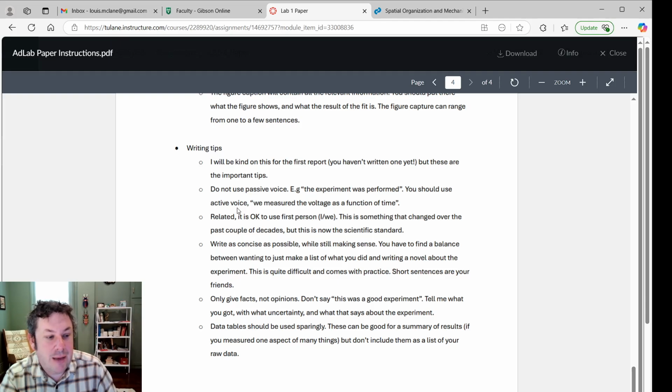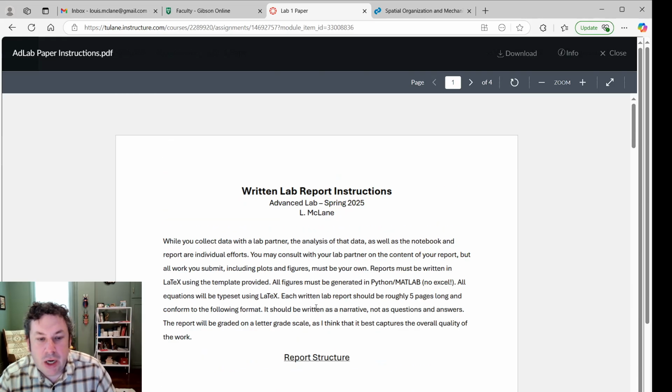Just follow the outline that I gave you before. You should be fine, but you need to include all your raw data in your lab notebook. Okay, so that should be, I think, enough instructions for everyone to get started on their first one.